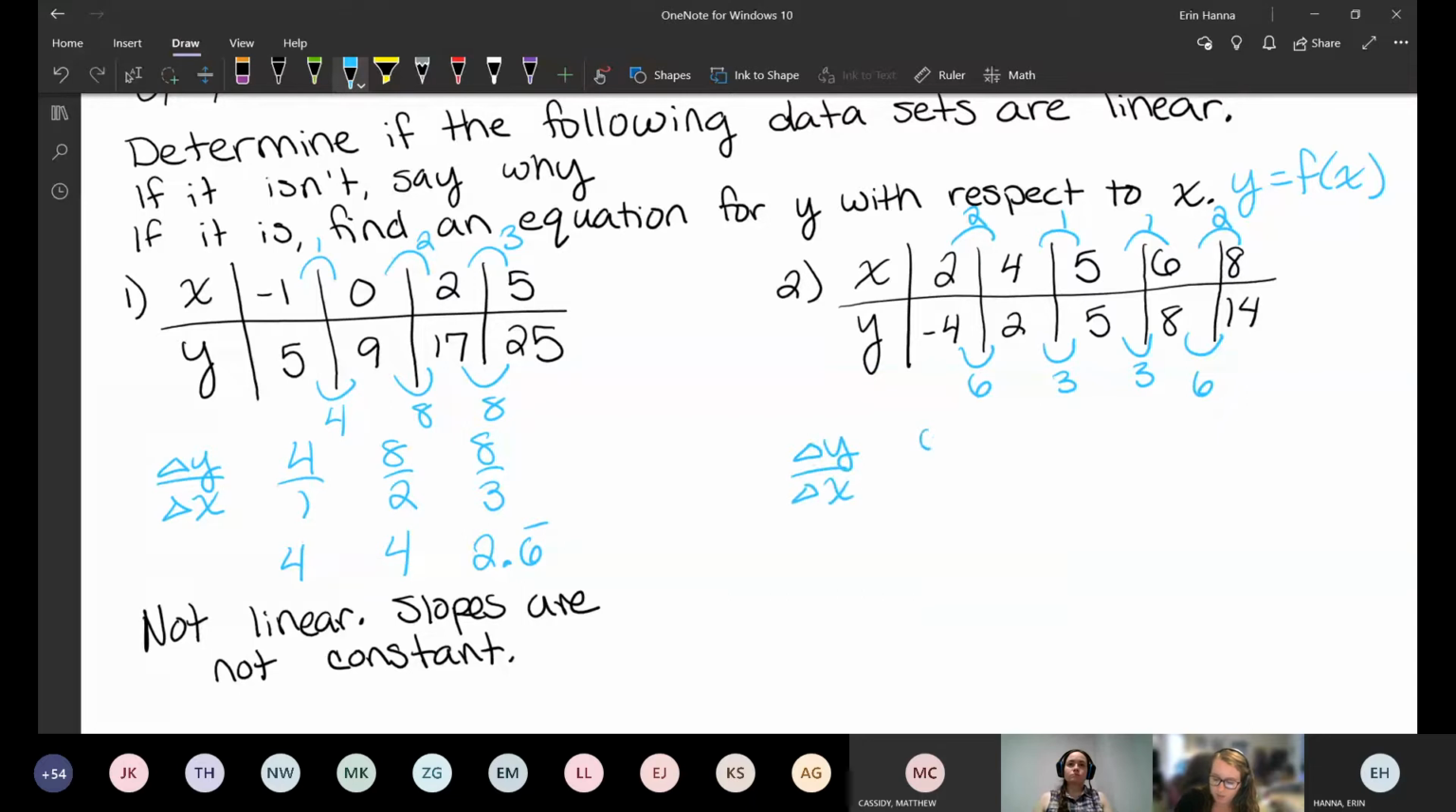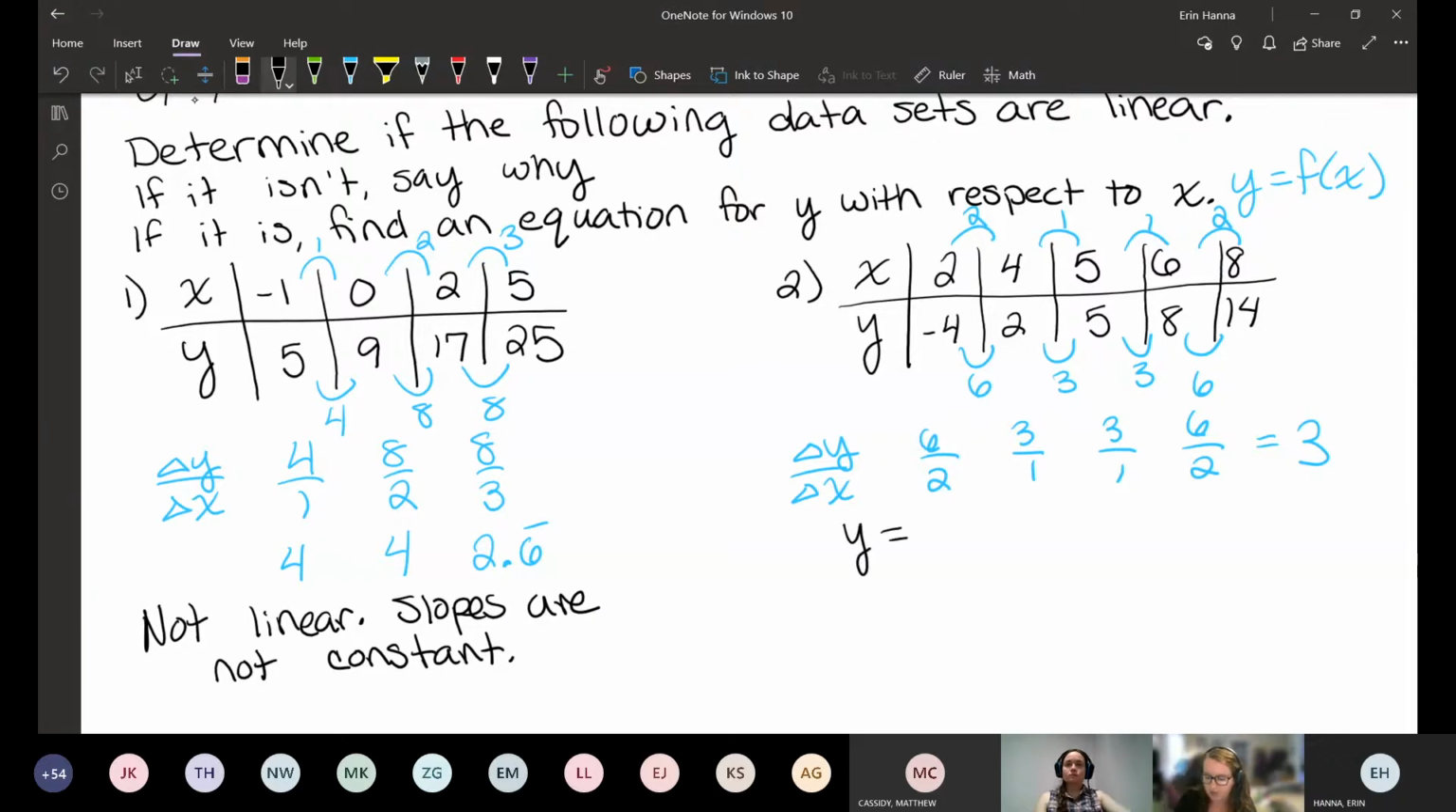So in this case, we're comparing 6 over 2 to 3 over 1 to 3 over 1 to 6 over 2. All of those reduce to 3. So the slope is constant. So we have a linear equation. We can go ahead and actually find the equation of the line.